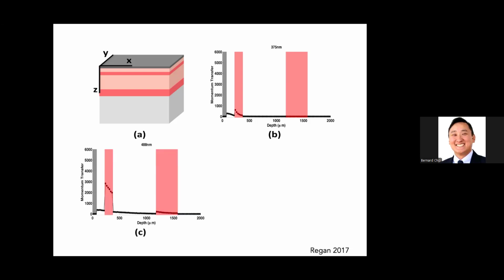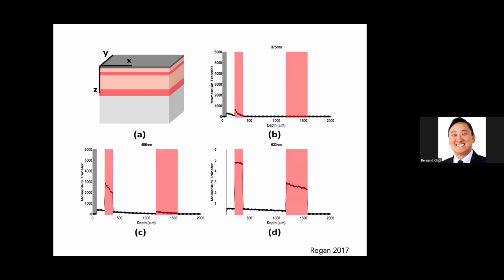So if we just look at the momentum transfer that occurs in each of these different layers. Now, if you compare 375 to 488, at 488 you have a lot more blood. You have more momentum transfer basically occurring at the blood layer. The light's going deeper, first of all, so you can interact more with this blood layer right here. 633 goes much deeper, but if you look at this scale, it is way smaller than this. So basically the momentum transfer occurring at those points is a lot less, actually.